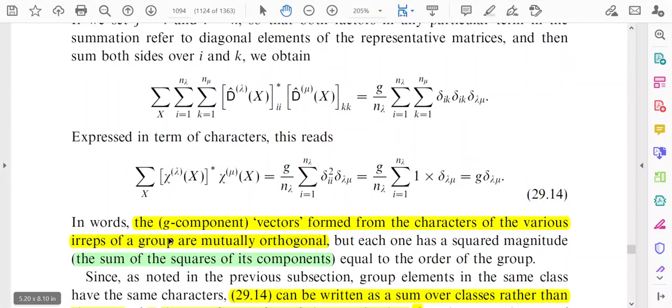So, we can say in words that the g component vectors formed from the characters of the various irreducible representations of a group are mutually orthogonal. But each one has a squared magnitude, the sum of the squares of its components, because the right hand side ultimately gives you the sum of the squares of its components, and that is equal to the order of the group. If we set lambda equal to mu, then the left hand side will be the sum of the squares of its components, and that is equal to the order of the group.